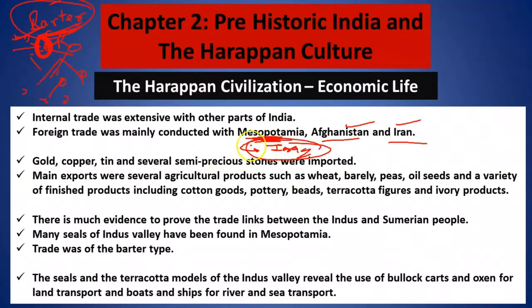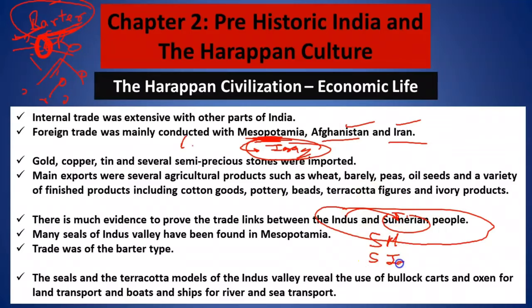All right. Some people also get confused. It is Egypt. Okay. Now, there is also much evidence of trade happening between Indus and Sumerian people. Now, Sumerian is South Mesopotamian, which you can also say South Iraq people.